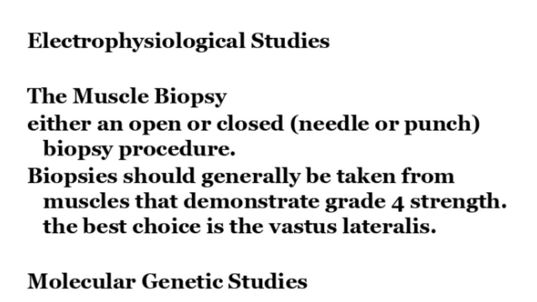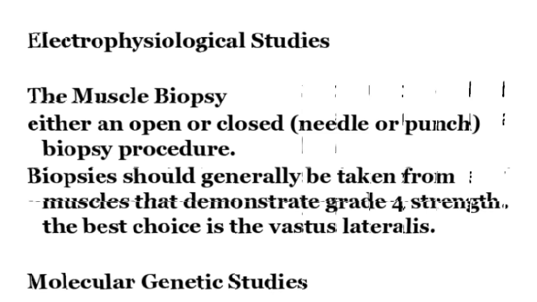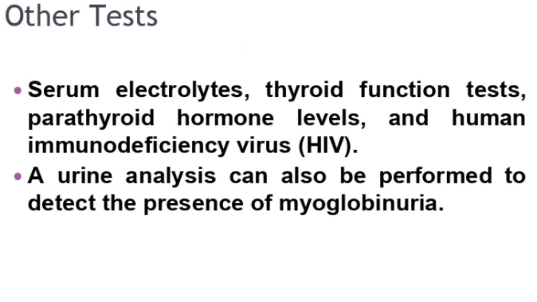Molecular genetic studies: the specific molecular genetic defect is now known for a large number of hereditary myopathies, and the mutations can be identified by peripheral blood DNA analysis. Molecular genetic testing frequently eliminates the need for muscle biopsy, and this technology is also extremely helpful for determining carrier state and for performing prenatal testing. Other tests include serum electrolytes, thyroid function tests, parathyroid hormone levels, and human immunodeficiency virus (HIV) testing, and urine analysis can also be performed to detect the presence of myoglobinuria.